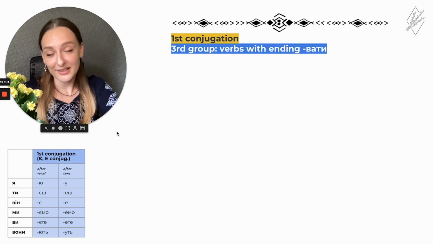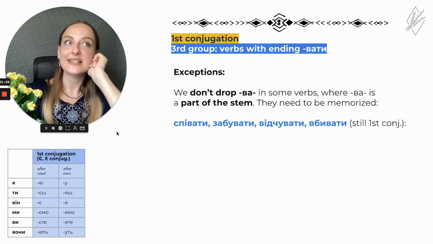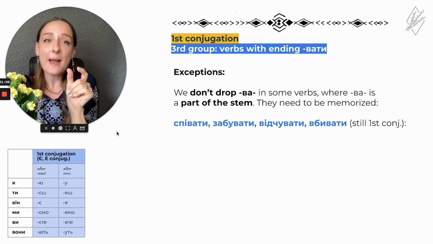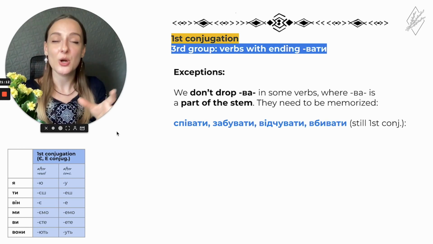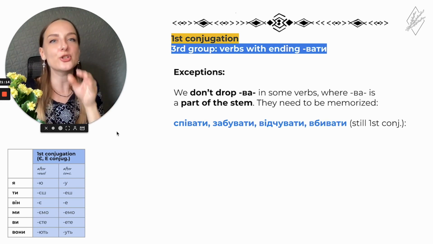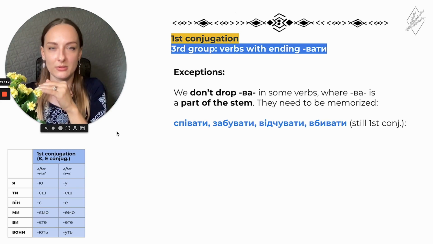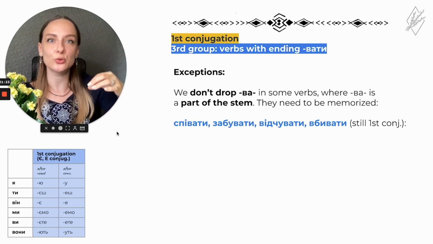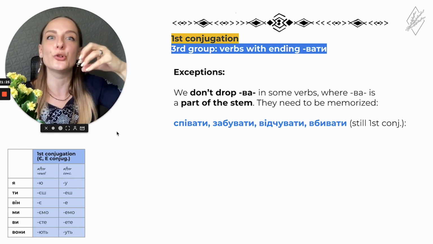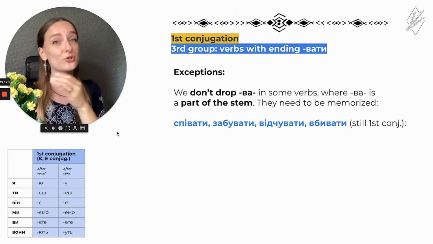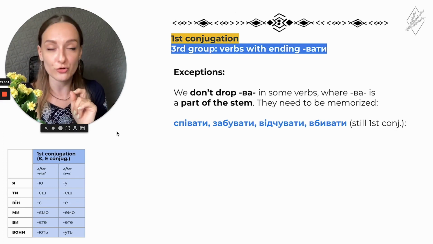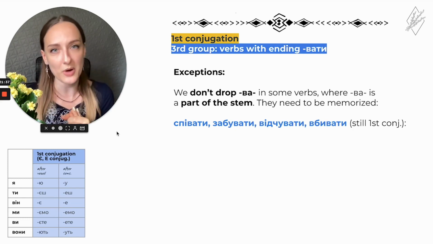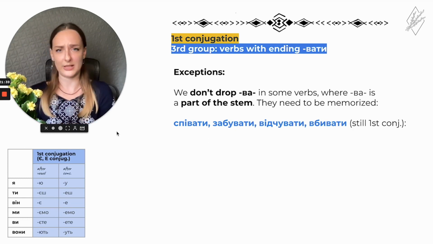Verbs with ending вати again, but exceptions among them. We don't drop this va particle in some verbs where this particle va is a part of the stem. So if in other verbs it's just a suffix, sometimes it could be a part not even of the stem, of the root. If this va is a part of the root, then we don't drop it because we cannot divide the root of the verb. And you can just memorize those verbs. There are not so many of them.